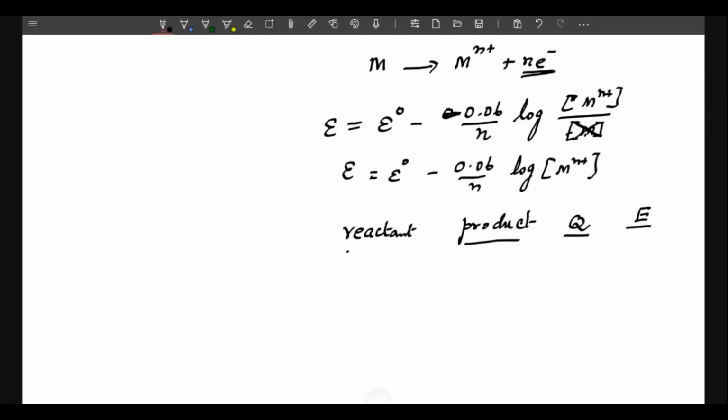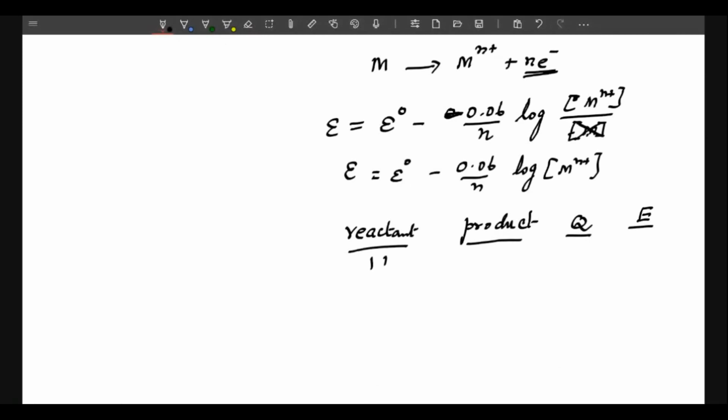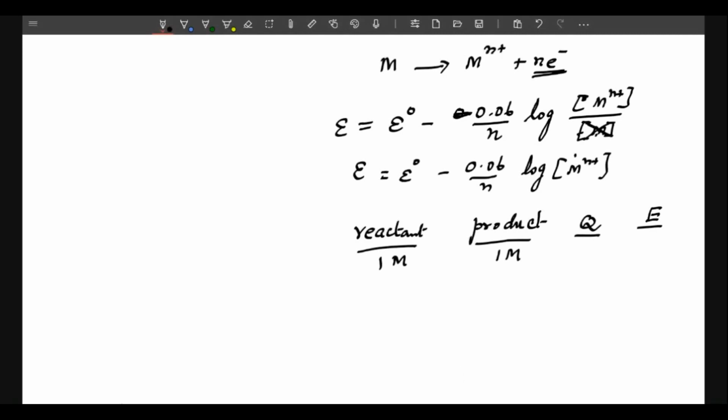Now, here I have given for the cell reaction. If the reactant concentration is 1 molar and the product concentration is 1 molar, then the product concentration divided by the reactant concentration, the quotient, is also 1. If the quotient is 1, log of 1 is equal to 0. Now E is equivalent to E naught. E is equal to E naught.